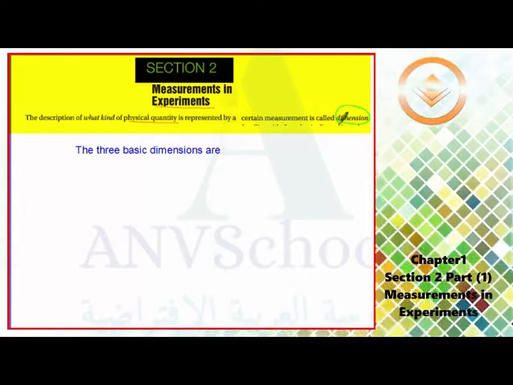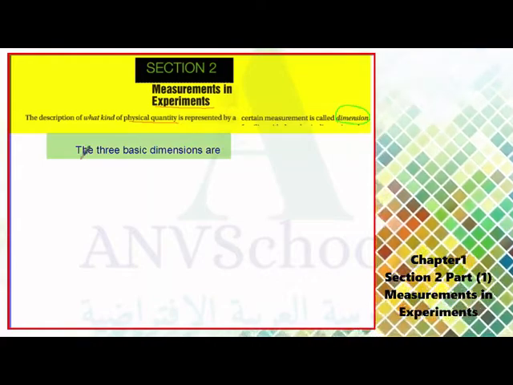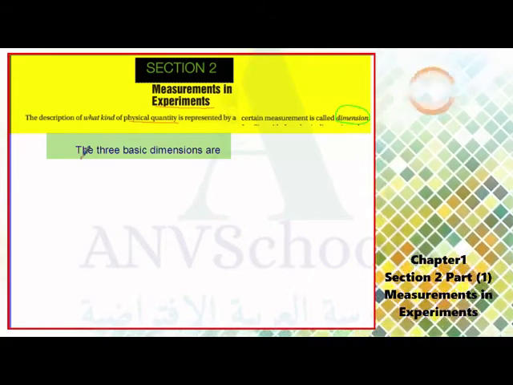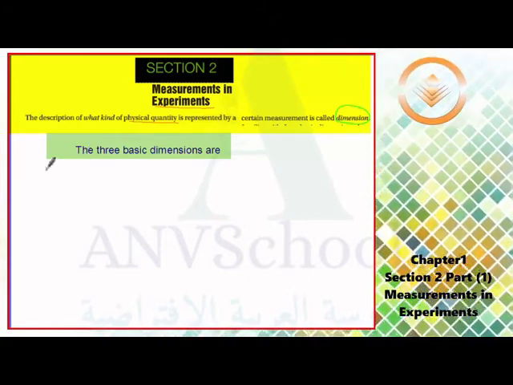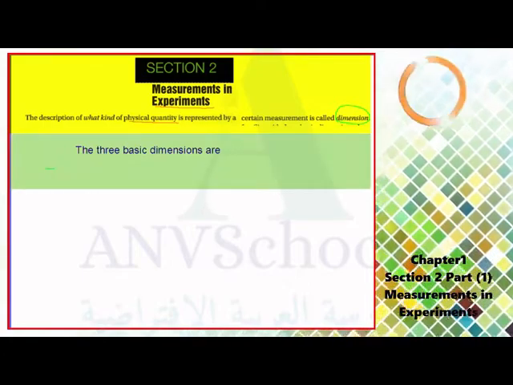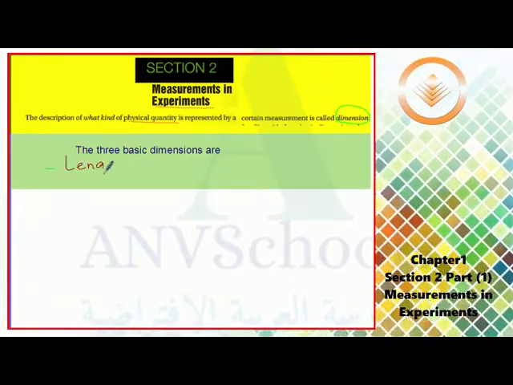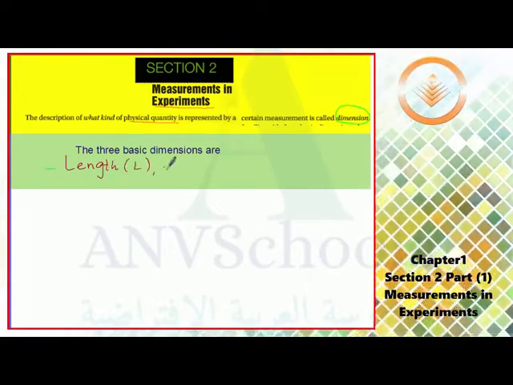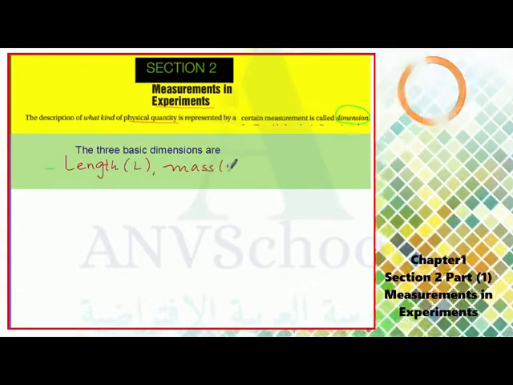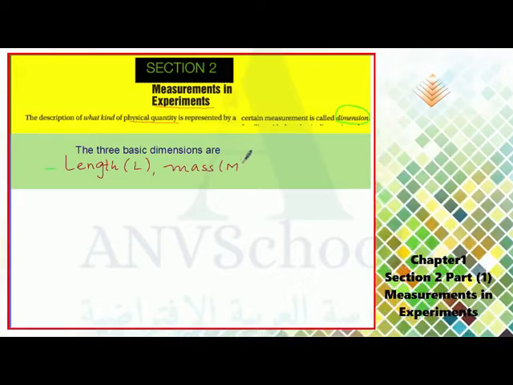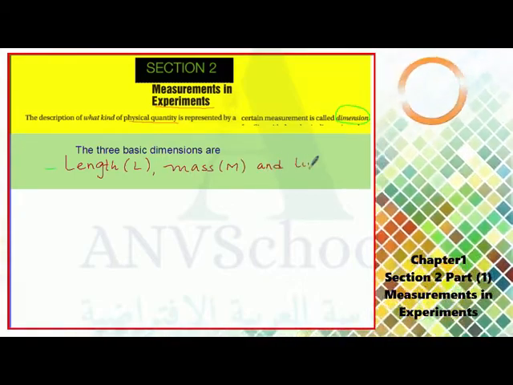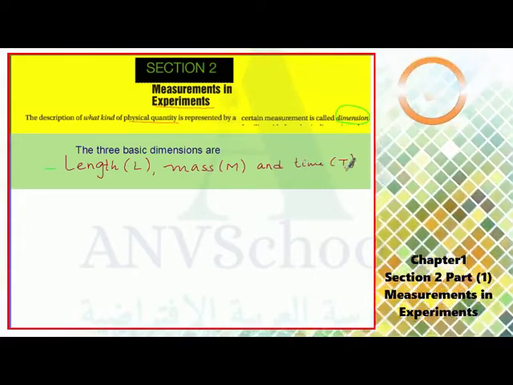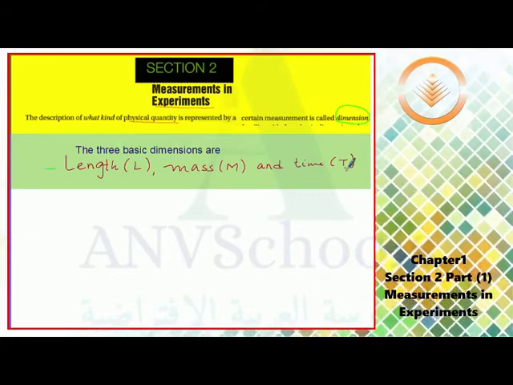And there are 3 basic dimensions. This is very important. Basic. I'm not saying there are only 3. These are length, the first dimension, which is symbolized by capital letter L; next is mass, M; and time, this is T. So these are the 3 basic dimensions.